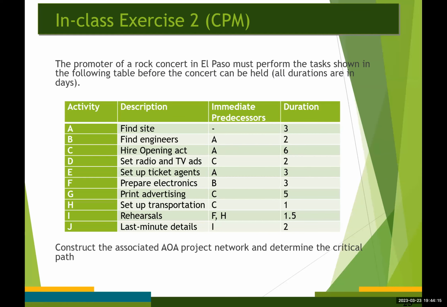Okay, so now let's take another example. Again, we are given a list of activities and their descriptions, the immediate predecessors, and the duration of each activity. So let's construct the AOA, activity on arc, network diagram.